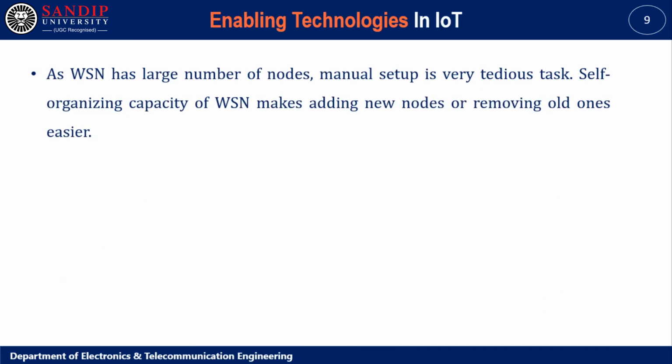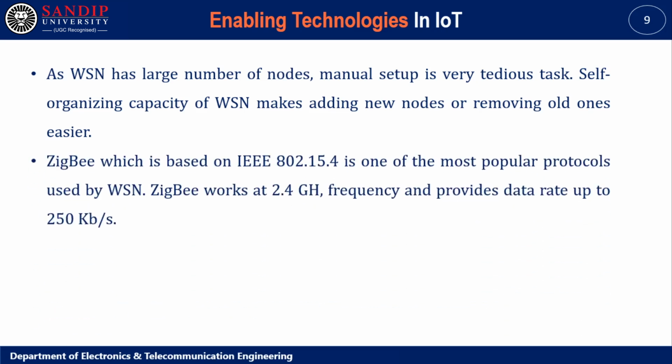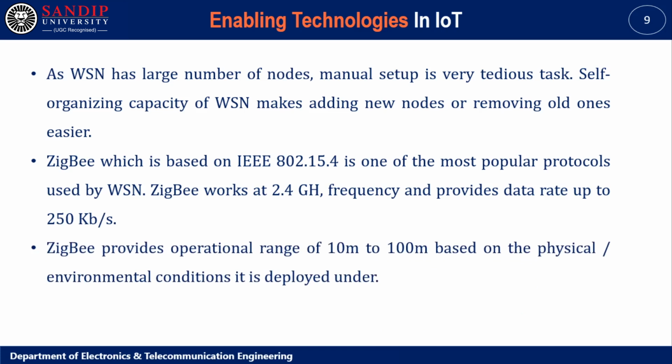As WSN has a large number of nodes, manual setup is a very tedious task. The self-organizing capacity of WSN makes adding new nodes or removing old ones easier. ZigBee, which is based on IEEE 802.15.4, is one of the most popular protocols used by WSN. ZigBee works at 2.4 GHz frequency and provides a data rate of up to 250 kbps. ZigBee provides an operational range of 10 meters to 100 meters based on the typical environmental condition it is deployed under.